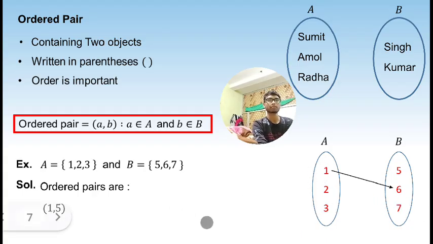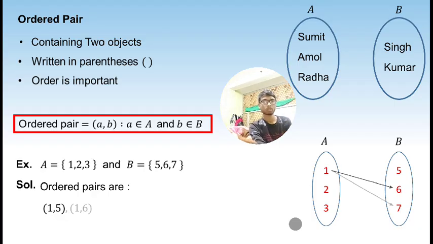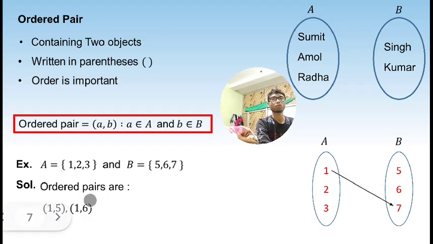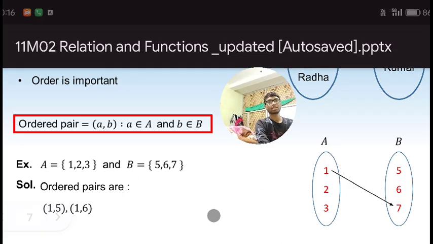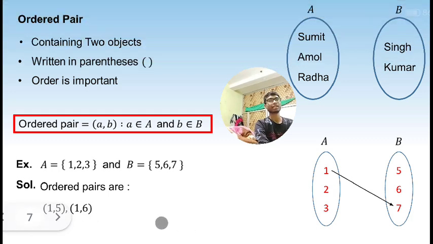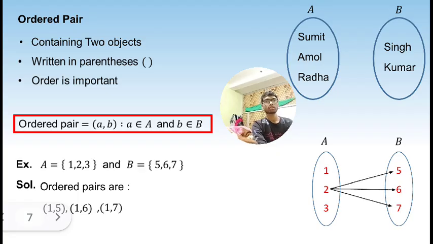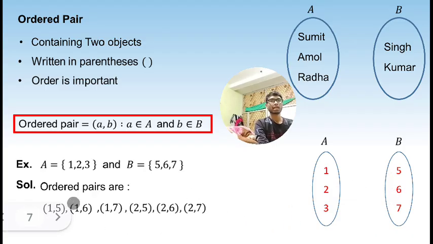Now next we are saying 1 is related to 6. Here you can see 1 belongs to set A and 6 belongs to set B, and that is how an ordered pair is formed. Now next we have (1, 7). And 2 is related to this, also to this, and also to this. So how will we write? Just (2, 5), (2, 6), (2, 7). These are the ordered pairs of these two sets.